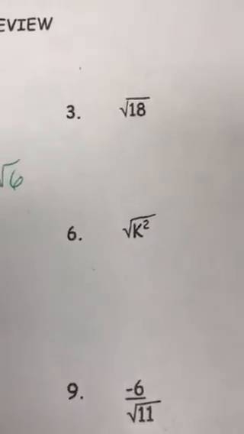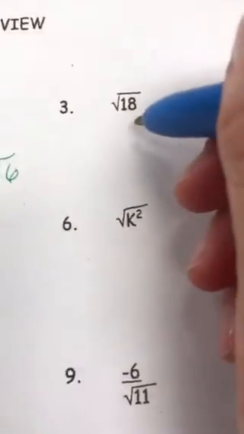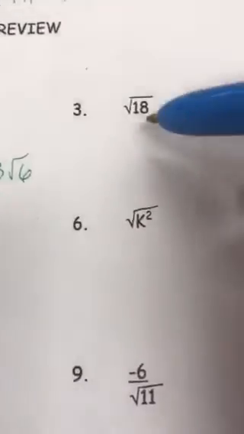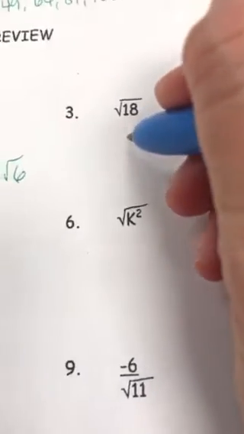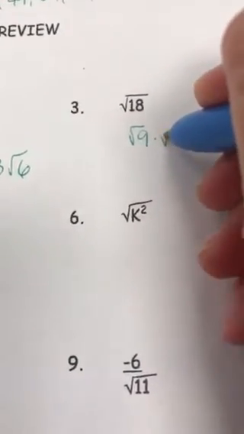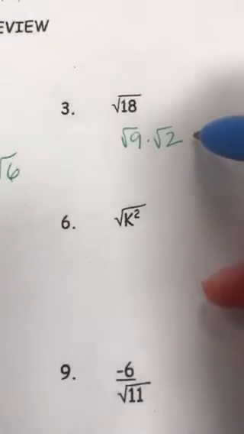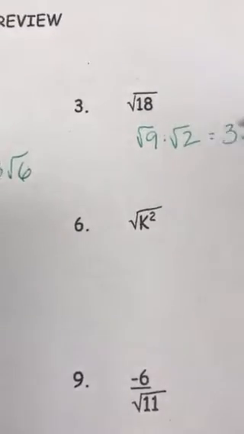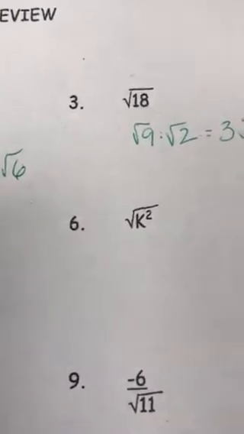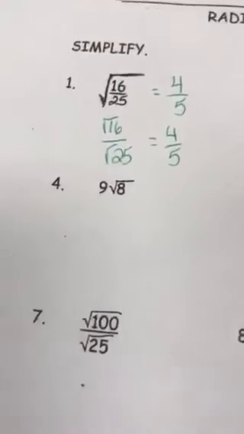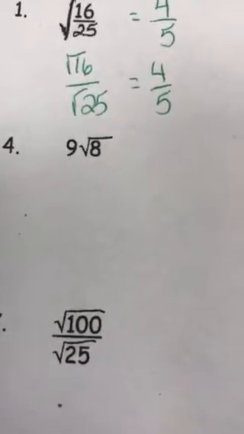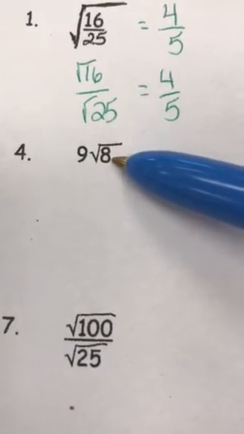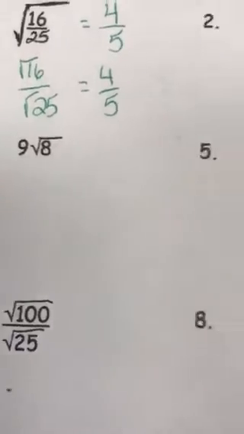All right, the next one, square root of 18. If I look, once again, 9 will divide evenly into 18. So I can rewrite this as the square root of 9 times the square root of 2, which will give me 3 square root of 2. I just took the square root of 9. Can't take the square root of 2, so I have to leave it. All right, let's take a look at number 4. I'm going to leave that one for you to do because that one isn't that difficult, but it does involve finding a perfect square that will go into 8.